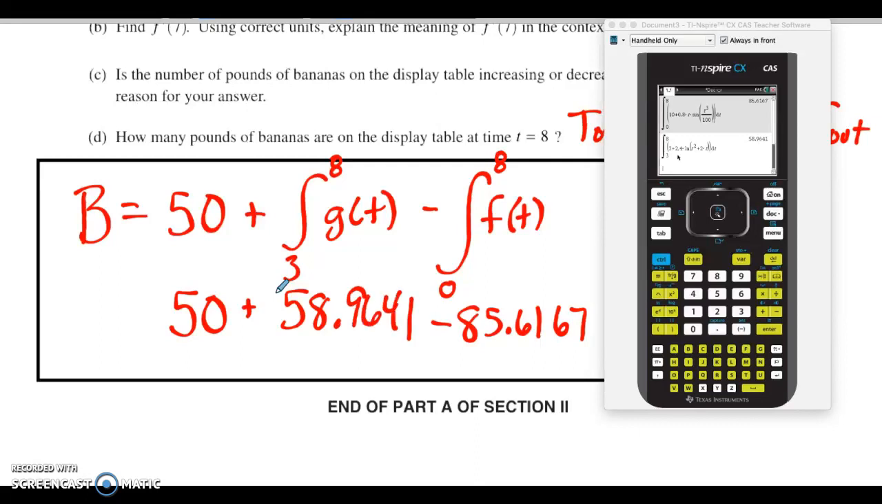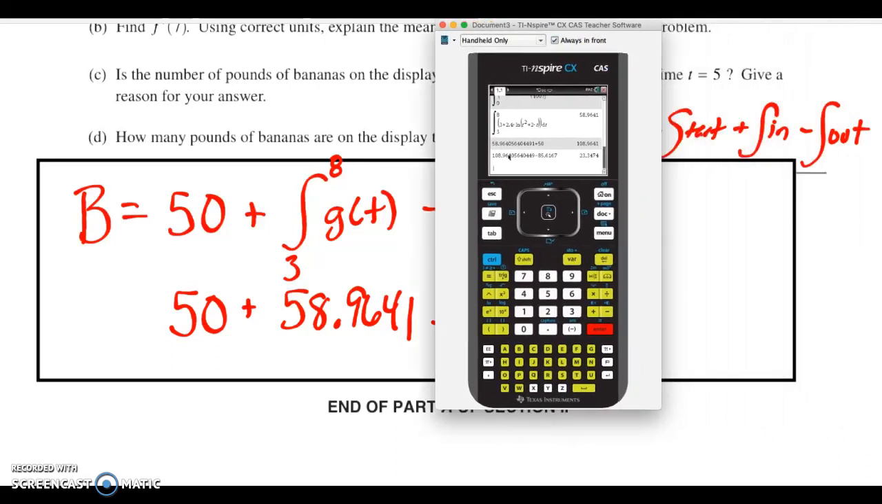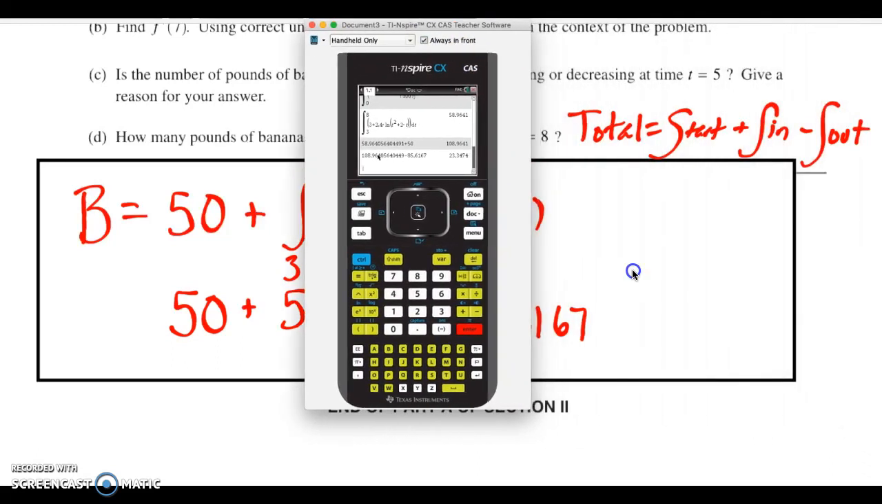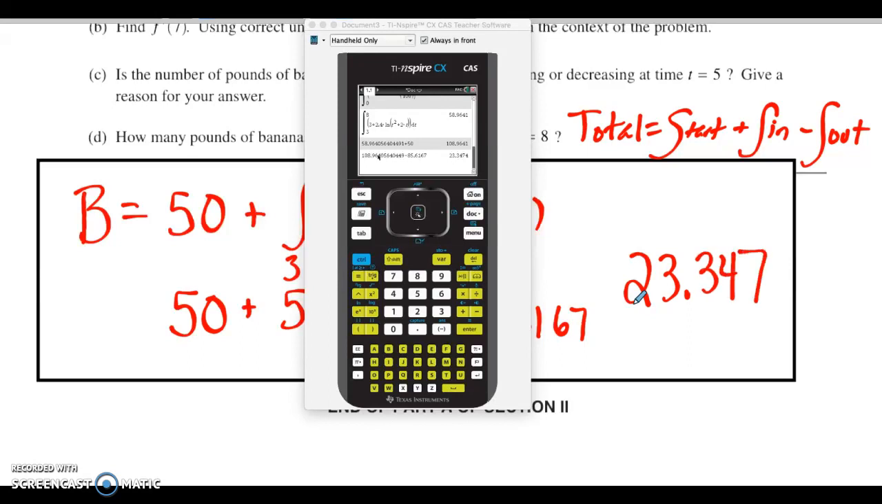And I've got 58.9641. I'm now going to take that 58.9641, add 50 to it, and subtract 85.6167. And I'm going to have that there are 23.347. It's not necessary for units, so I'm not going to put it down. There's the final answer there. Okay, enjoy those bananas. Bye.